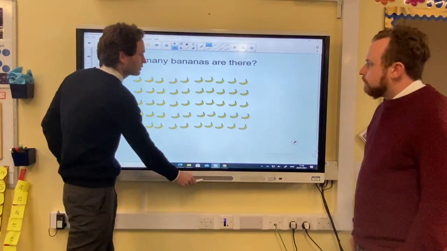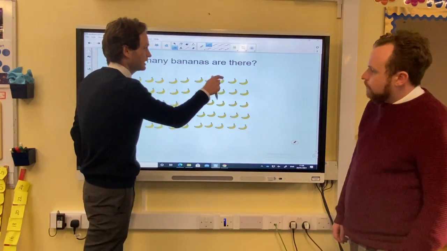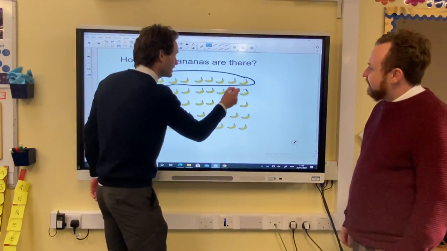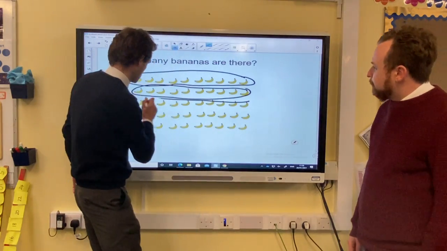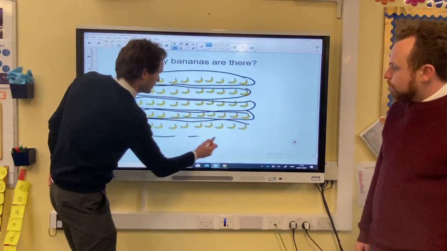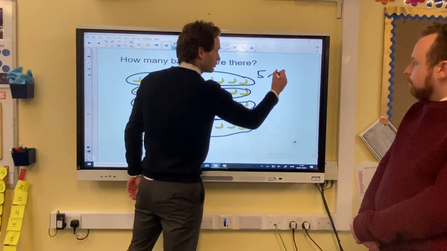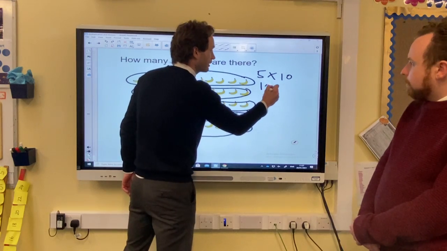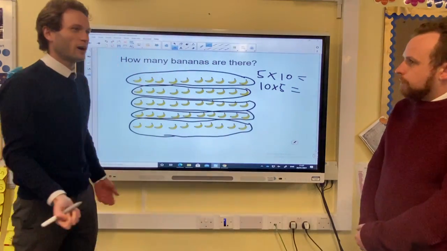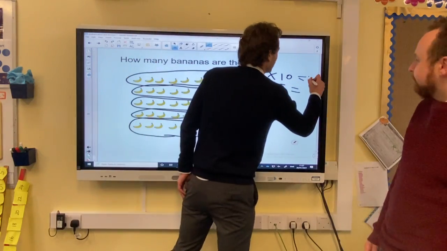Let's split it into groups of 10. 1, 2, 3, 4, 5, 6, 7, 8, 9, 10. That's handy. There's a group of 10. One group of 10, 2, 3 groups of 10, 4 groups of 10, 5 groups of 10. Or sometimes you write it like this, 10 5 times. So it's 50. We know 10, 20, 30, 40, 50.